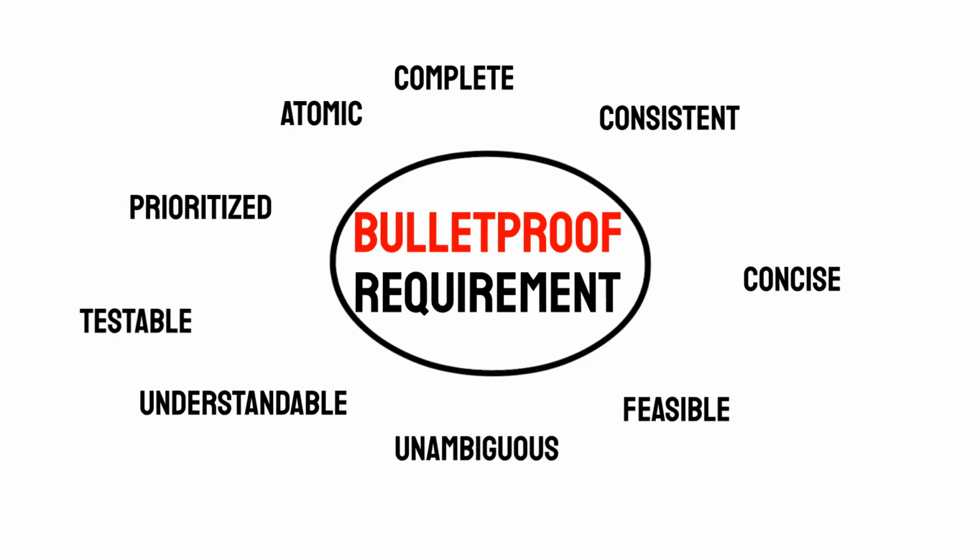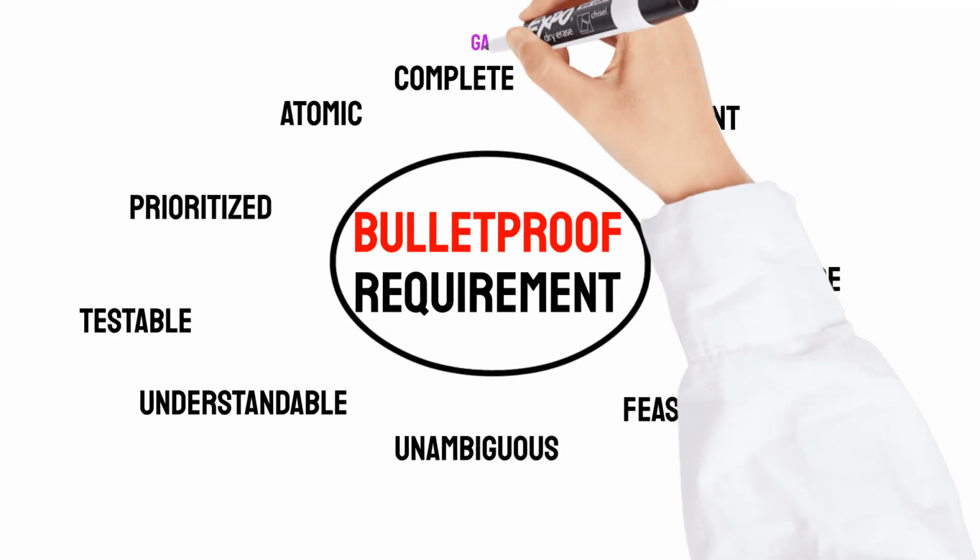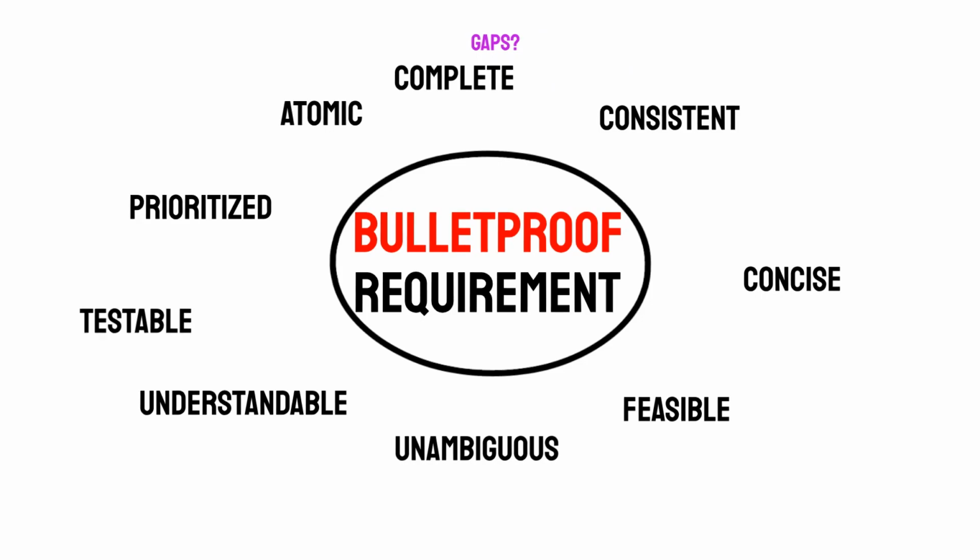Atomic means the bulletproof requirement can stand on its own and it's not mixed with another requirement. Complete, as you might know: are there any gaps in this requirement from a logical perspective? Consistency is if you have multiple requirements, you want to make them consistent so they look kind of like each other. Being concise is key because you don't want to have requirements which are so long you don't want to read them anymore. So be concise. Feasibility: is this requirement even realistic? Is it possible?